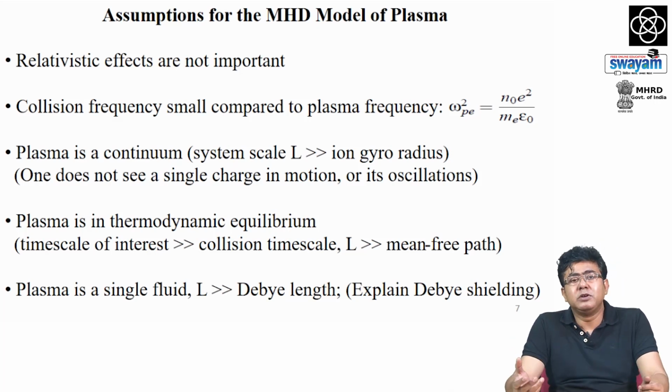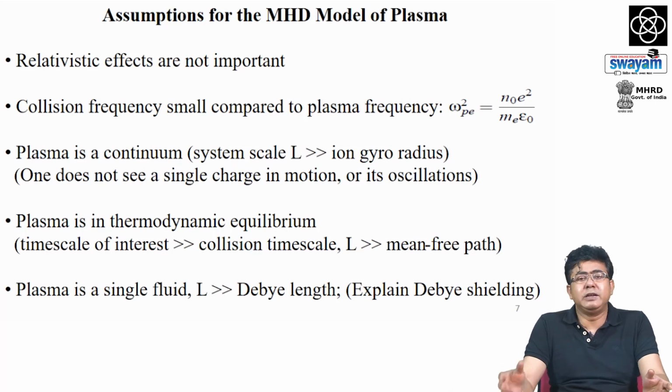The other assumption is that the plasma is in thermodynamic equilibrium, which allows you to write down an equation of state for it and relate the pressure, density and temperature. This is valid when the time scale of interest for the phenomena that you are studying with this MHD system is much larger than the collisional time scale.